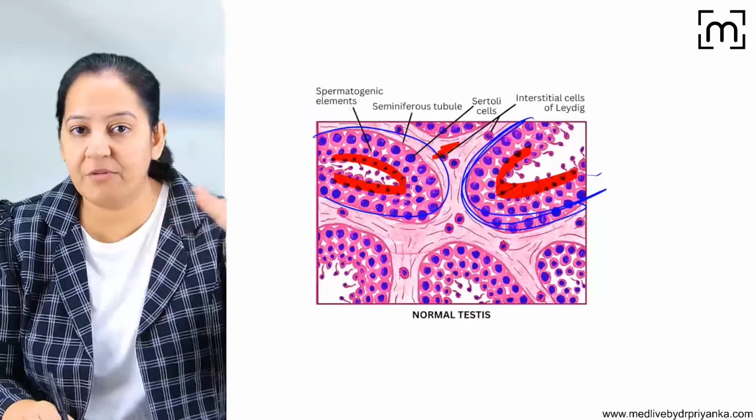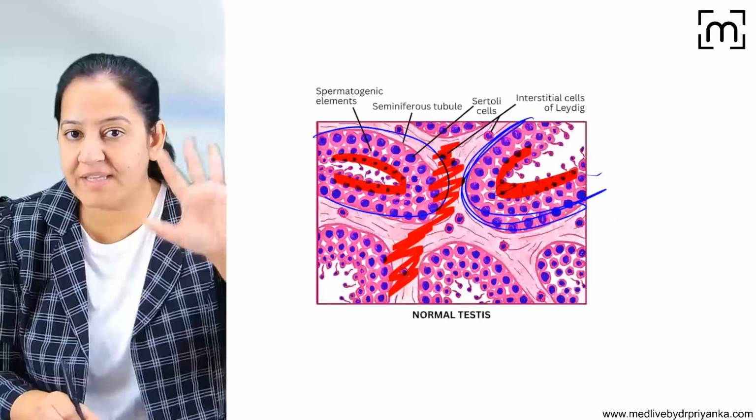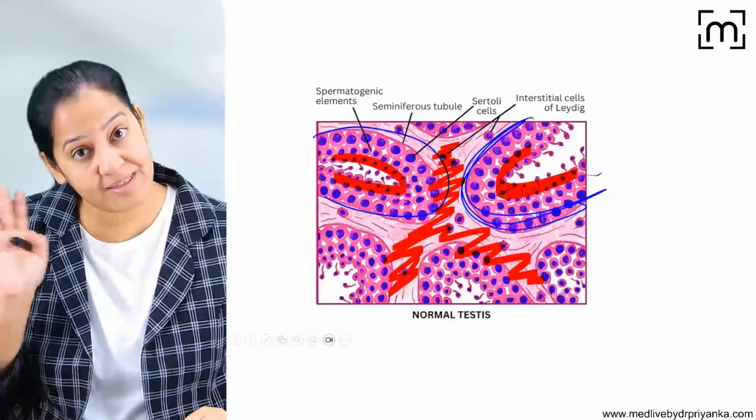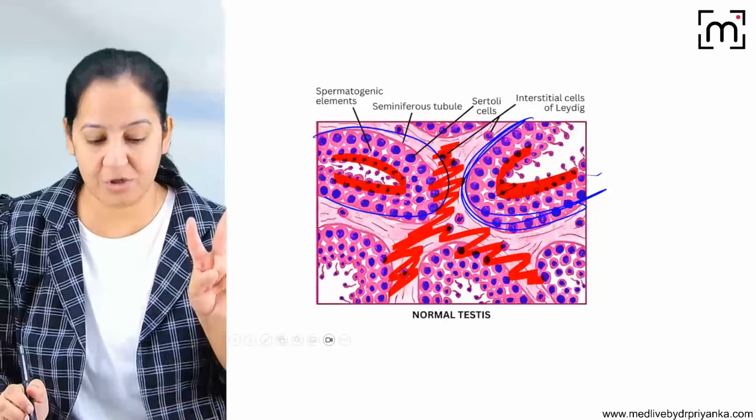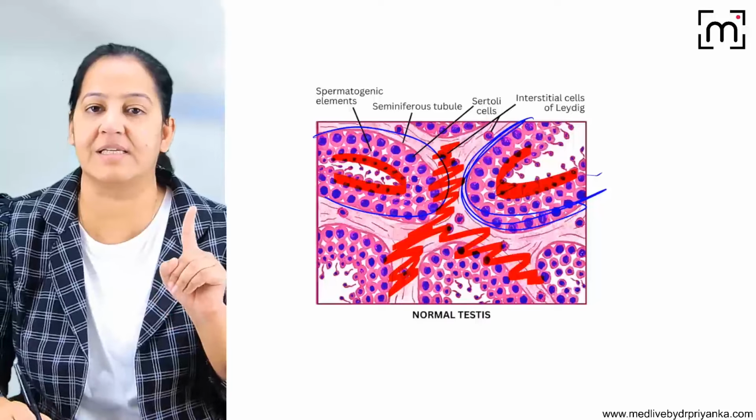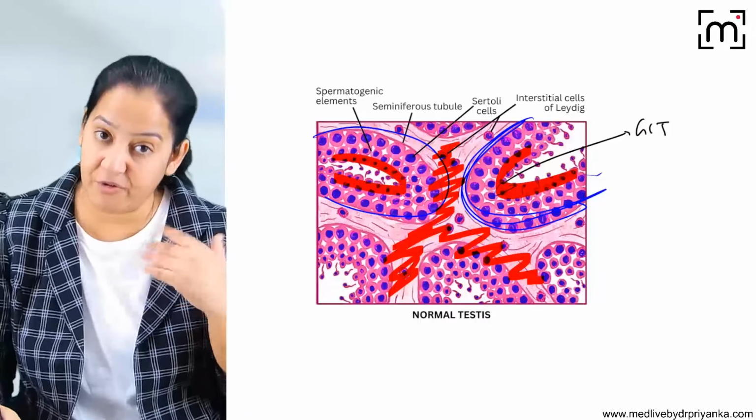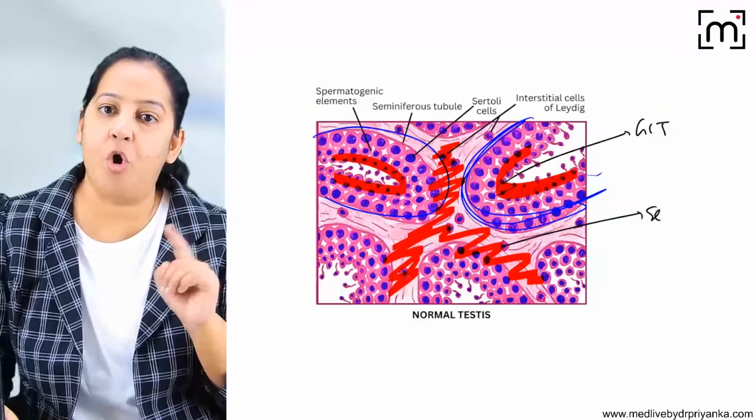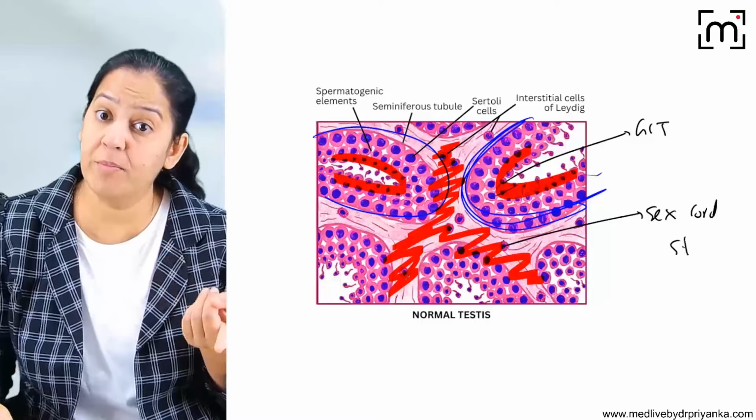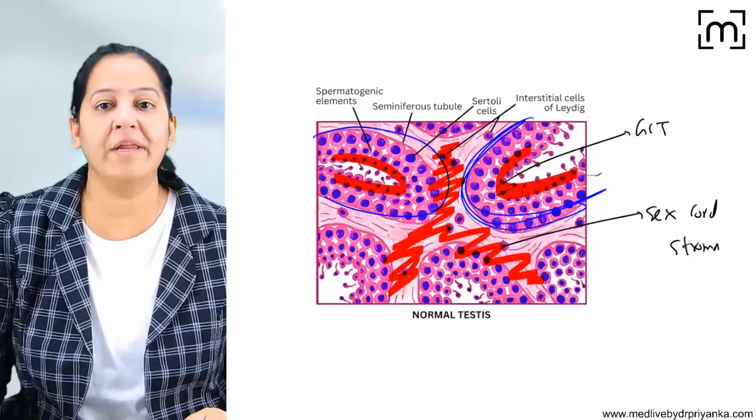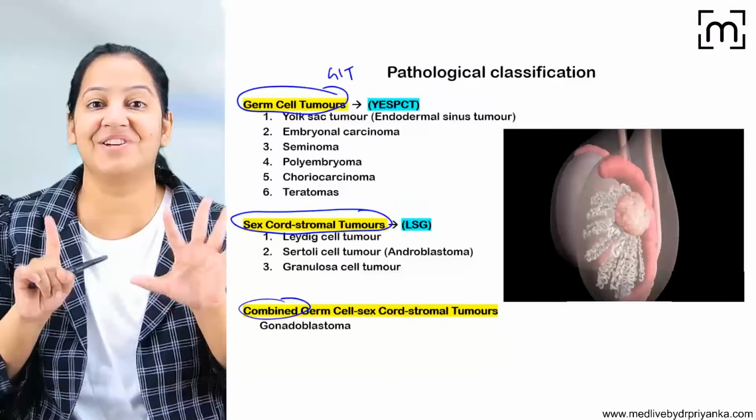And if the tumor is arising from the stroma, you can see the background stroma and the cells in the stroma. So these are known as sex cord tumors. So these are two main types of tumors present in the testes: germ cell tumors arising from the germ cell and the sex cord stromal tumors, which arise from the stroma. So how many germ cell tumors are there? There are 6 germ cell tumors.